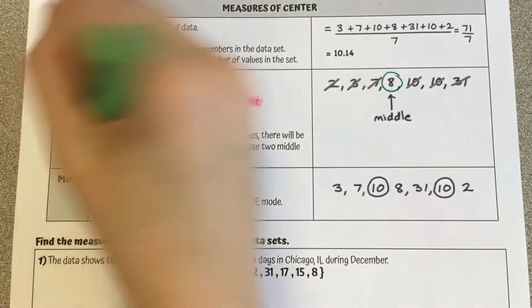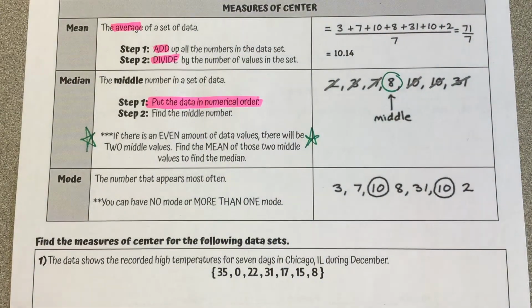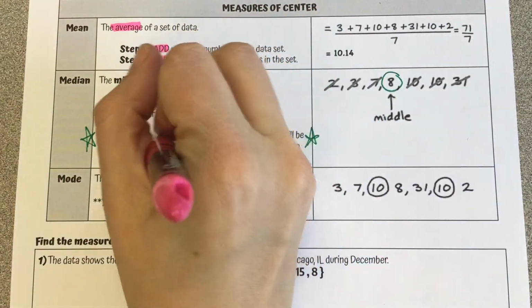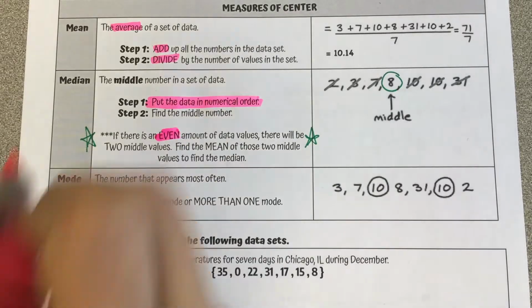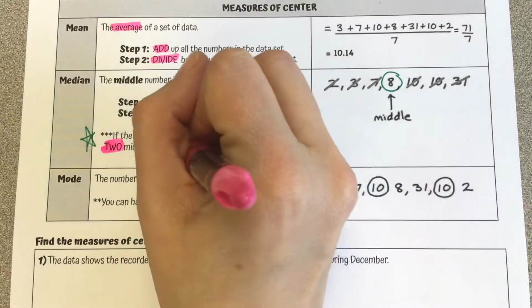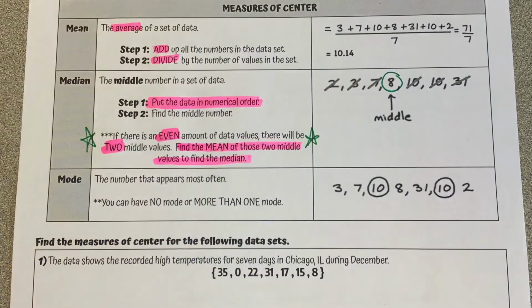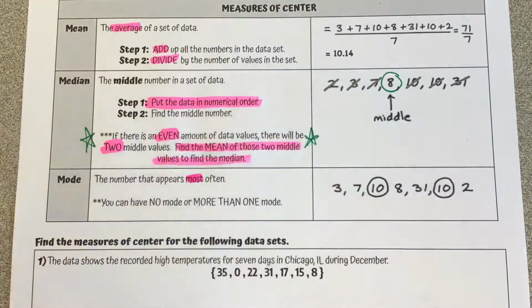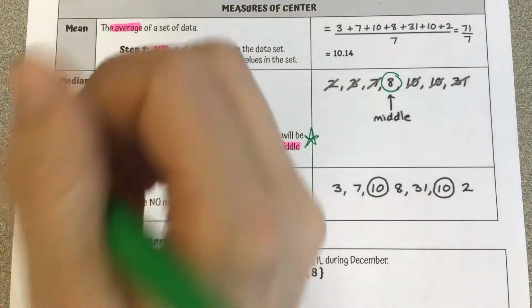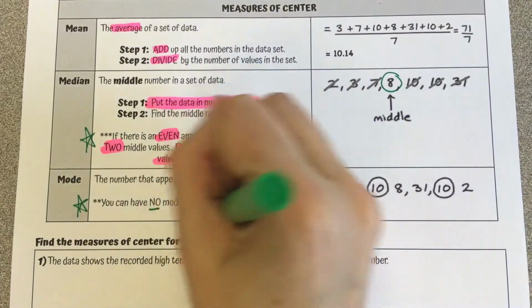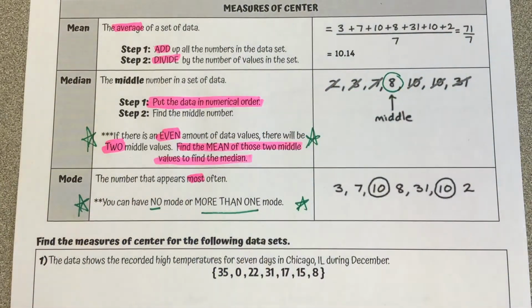Important part here, put a star next to this. If there is an even amount of data values, there will be 2 middle values. So you would find the mean of those 2 middle values to find the median. And last, we're looking at the mode. So the mode is the number that appears the most often. Mode means most. It is possible, I'll put a star next to this too, to have no mode or to have multiple modes if things duplicate.